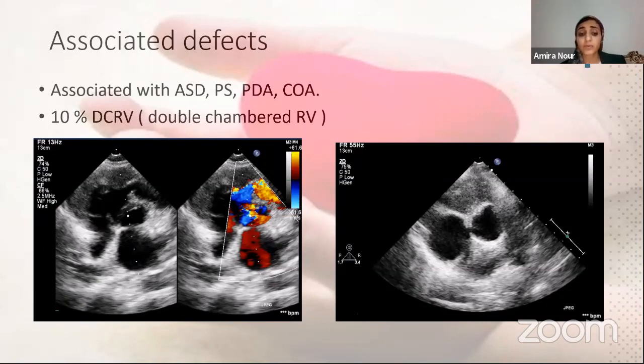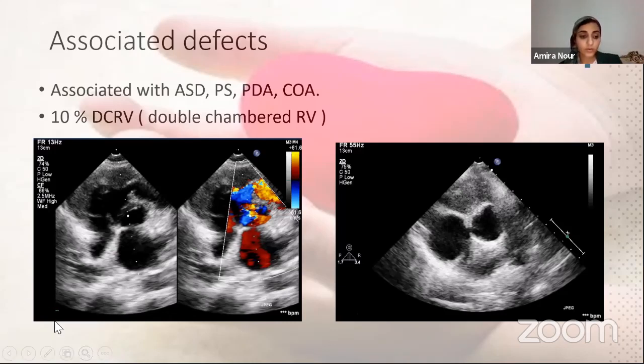And actually, it is a protective mechanism, and it protects the pulmonary artery from overflow of the VSD, but it should be surgically corrected, of course, maybe by resection of the muscle band and then closing the VSD.